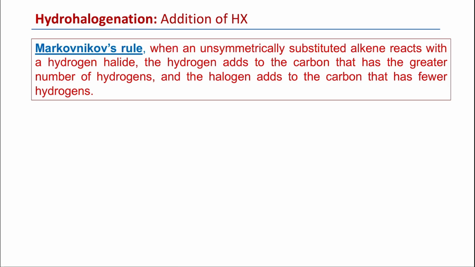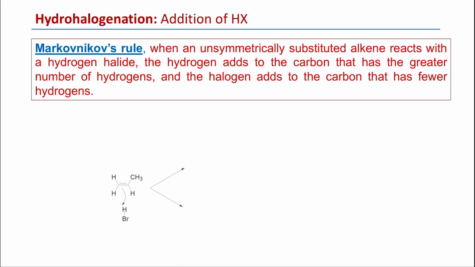Now let's talk about Markovnikov's rule. Markovnikov's rule talks about the addition of hydrogen halides to unsymmetrical alkenes. So when an unsymmetrically substituted alkene reacts with hydrogen halides, the hydrogen will add to the carbon that has the greater number of hydrogens, while the halogen will add to the carbon that has the fewer hydrogens.